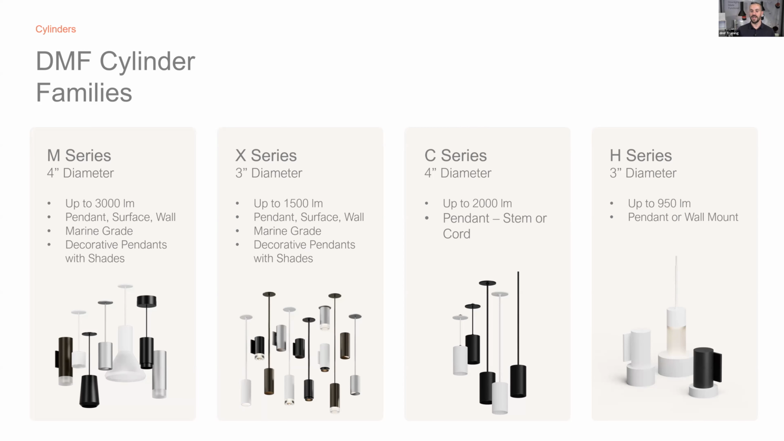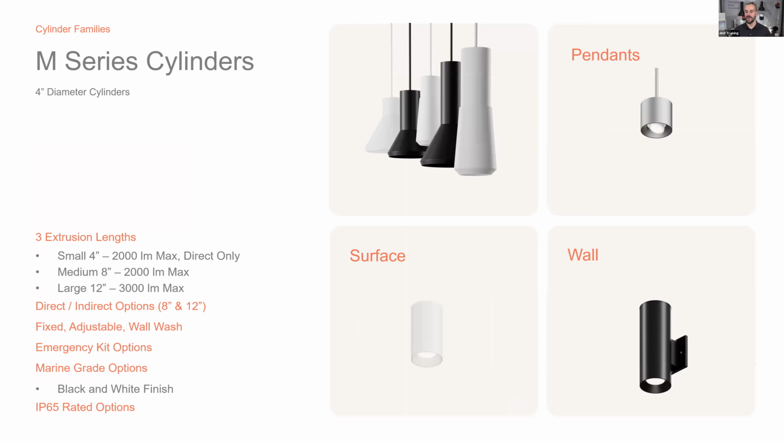The C series is again a 4-inch cylinder family. C series and H series are both a little bit more value driven. So the configurations are somewhat more limited in terms of beam spreads, lumen outputs, and those sorts of things. So the C series is slightly more commercially oriented. So it's up to a 2,000 lumen fixture and available in a pendant mount in an 8-inch cylinder length. The H series cylinder is all based around that 3-inch diameter extrusion, and we have a pendant mount and wall mount option there.